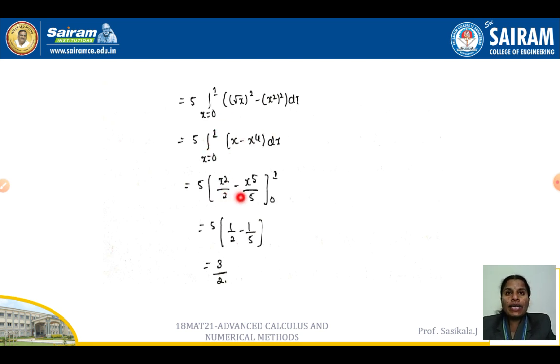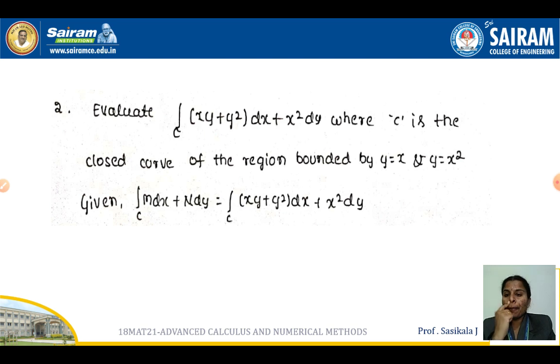x squared by 2 minus x power 5 by 5, from 0 to 1. I'll get the simplification. It is 3 by 2. So we'll go for one more problem.